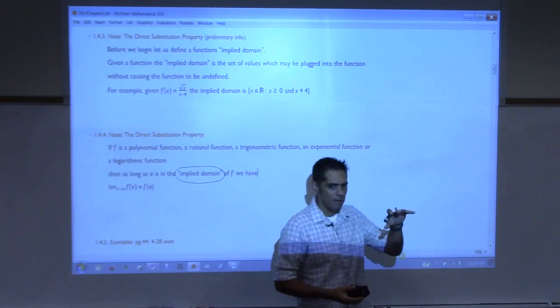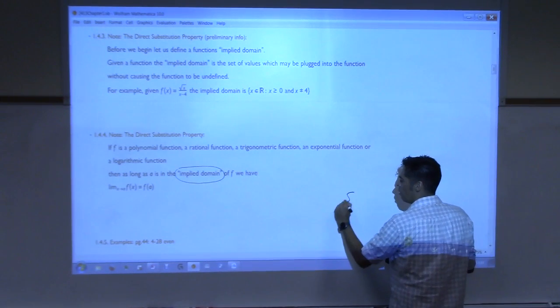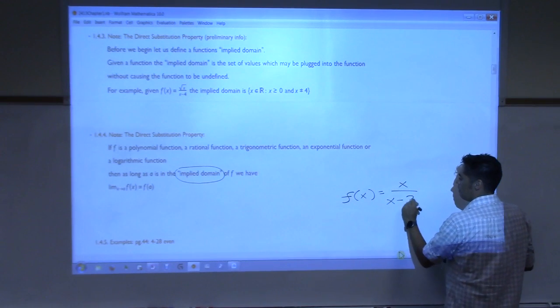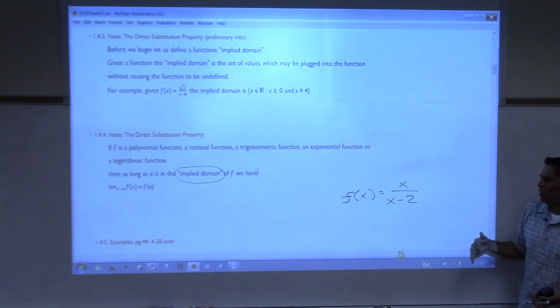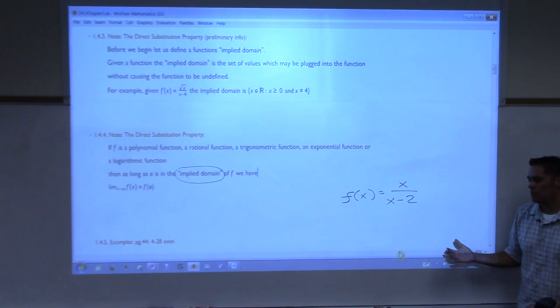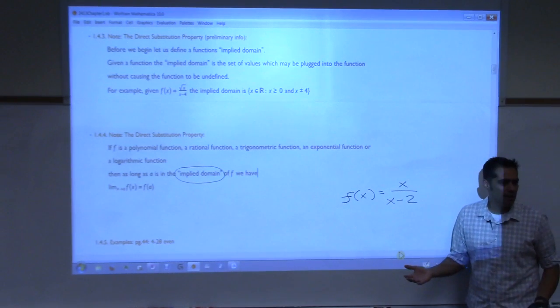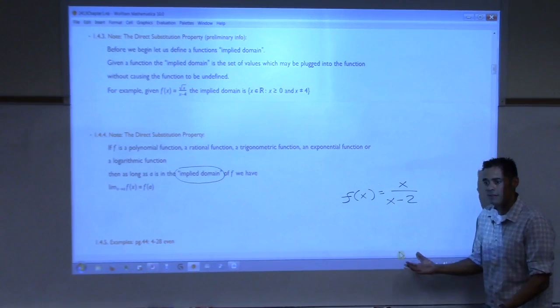Sometimes people write out a function and don't tell you what the domain is, but if you look at the function, you should know what it is. Like, check this one out. This is a rational function, right? What is its implied domain? Everything except 2, right? That's the implied domain. All values of x except 2. So I don't need to write that down, it's implied.